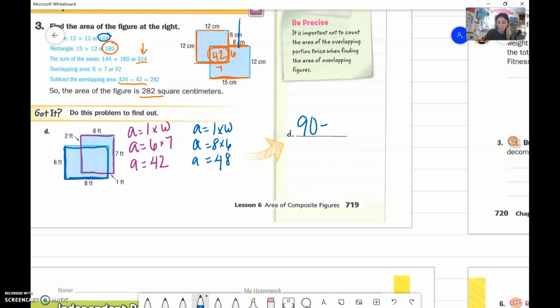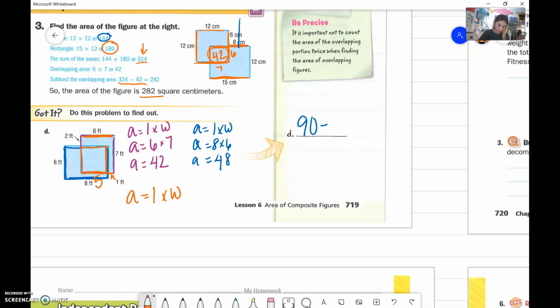I know that I'm going to have to take 90 minus whatever my overlapping area is. So now we're going to take a look at my overlapping area. Again, it looks like a square, so it's going to be length times width, which means I have to figure out what this distance is. Taking a look at this whole side right here, notice that this little piece is 1 foot. On the parallel side it is 6, which means this side of this orange has to be 5.